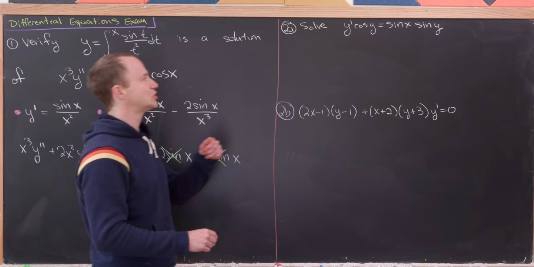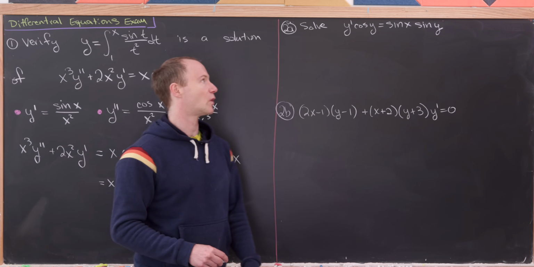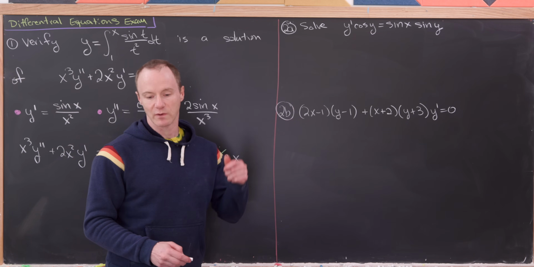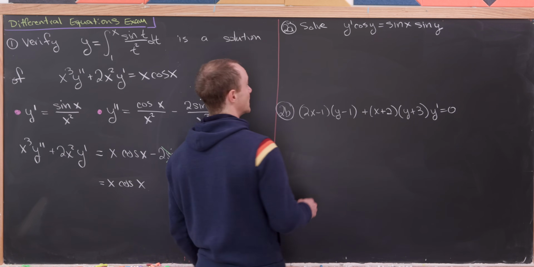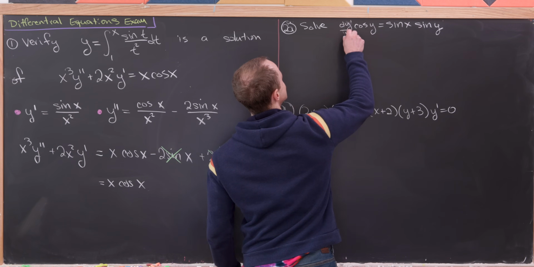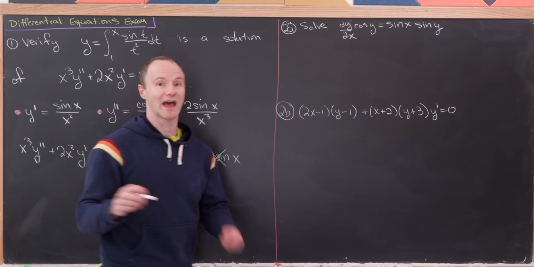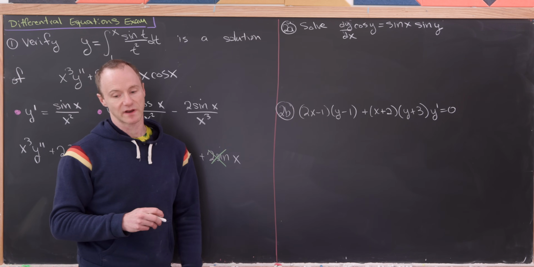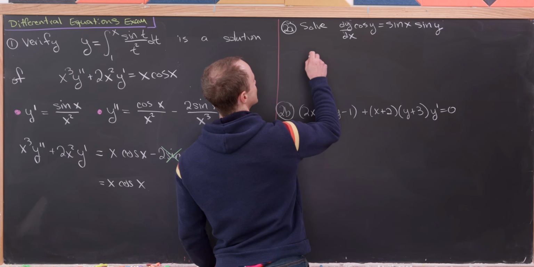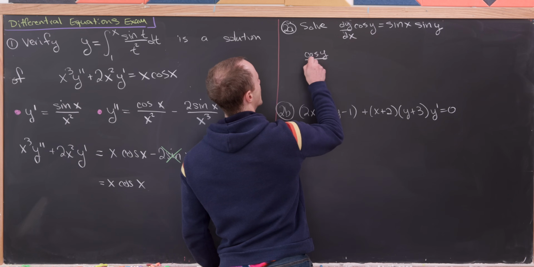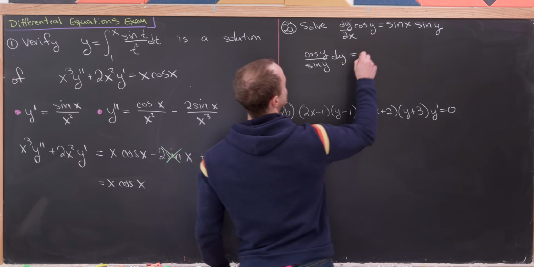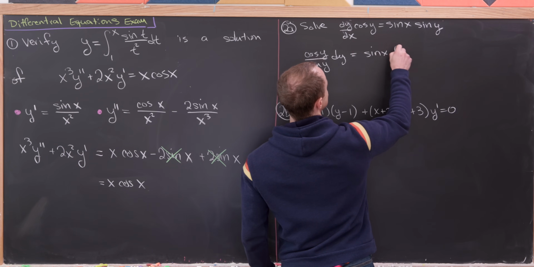Okay, so for question 2a, we need to solve the differential equation y prime times cosine of y equals sine x times sine y. This is a separable differential equation. Let's maybe take this y prime and write it as dy by dx, and then we'll abuse notation to move all the x's to one side, all the y's to another side, including the dy over dx. So that's going to leave us with something like cosine of y over sine of y dy equals sine of x dx.